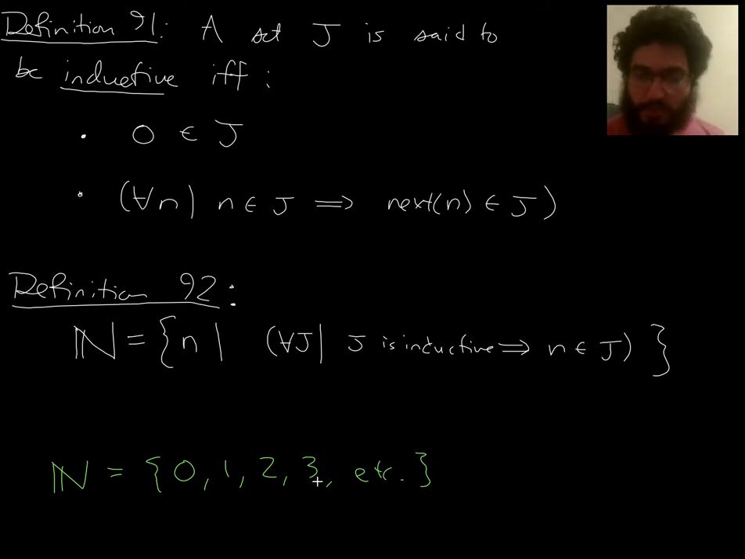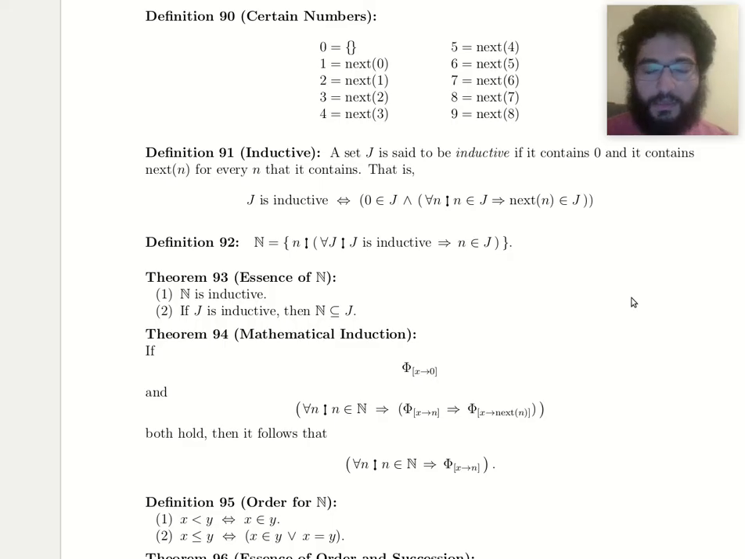So, for one thing, it should be inductive, right? It should contain 0, and it should have the next of anything that is in it. And on the other hand, we also want it not to have any extra stuff. So we want it to be that anytime you take an inductive set, this is inside it as a subset. That's a way of saying that this is the smallest inductive set. So these two properties that we want to ensure N has are the content of Theorem 93. N is inductive, and if you have anything inductive, then N is inside it. So N only contains what's necessary for inductiveness.